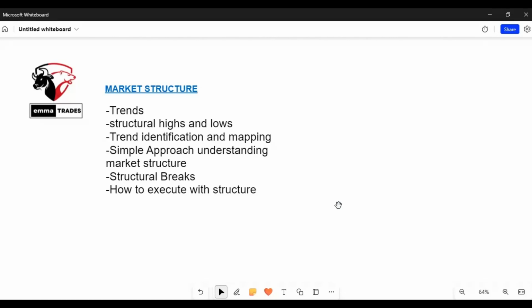Then we shall incorporate structural breaks. Then later we shall see how to execute differently using price action strategies, and any other confluences we shall add on over time onto market structure. So yeah, that's a quick breakdown on market structure and how we are going to run it down on this page. Let's dive right into it without further ado.